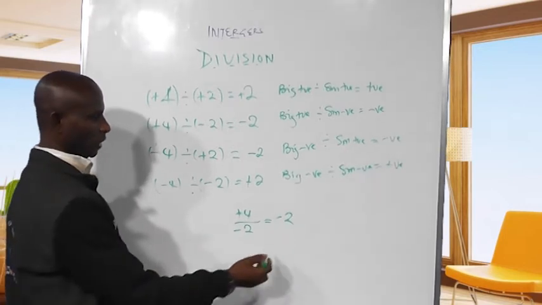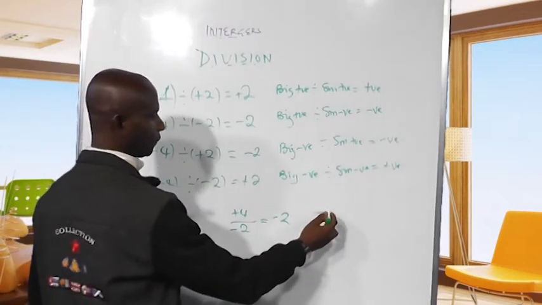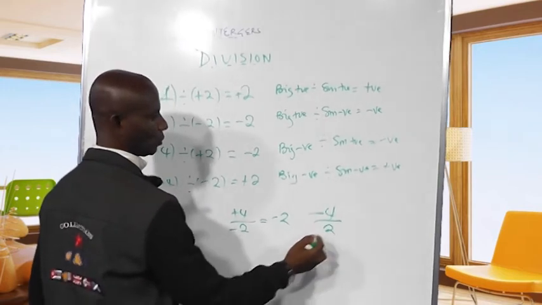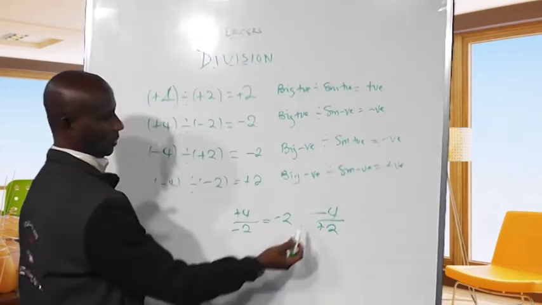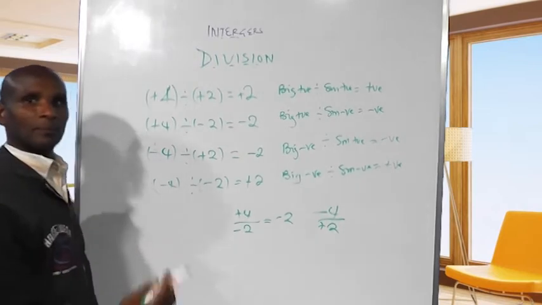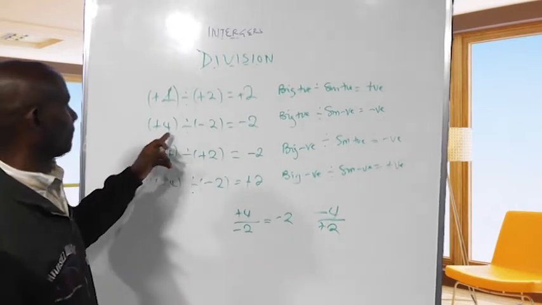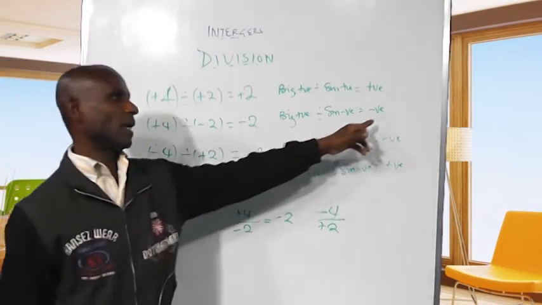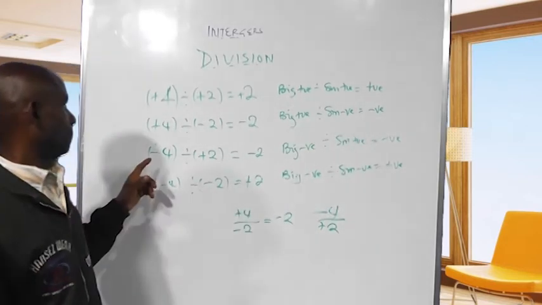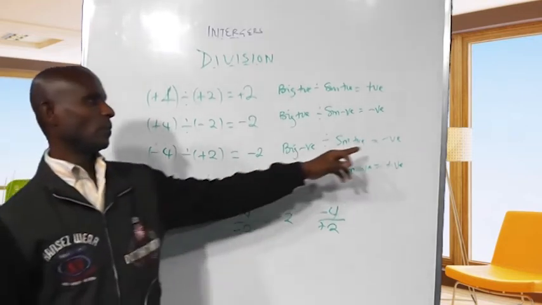The same thing is applicable in a situation where we have minus 4 divided by 2. This is minus 2. If minus overwhelms the positive, when positive is divided by minus, we have a minus. When negative is divided by positive, we have a minus.